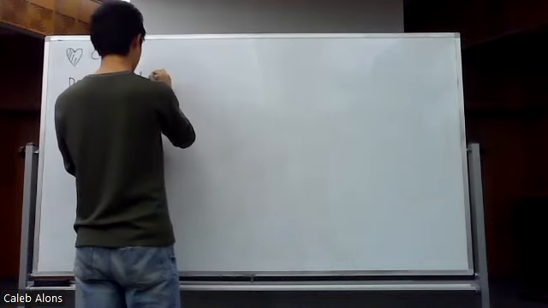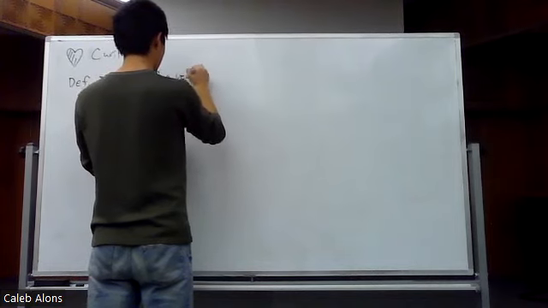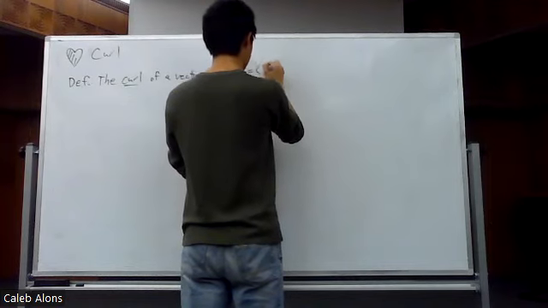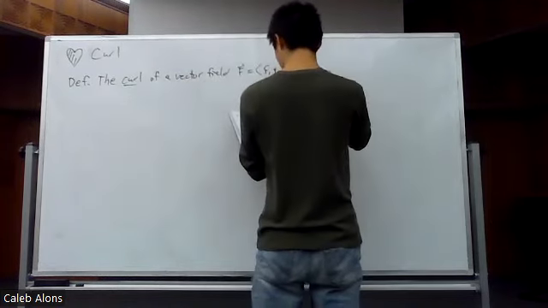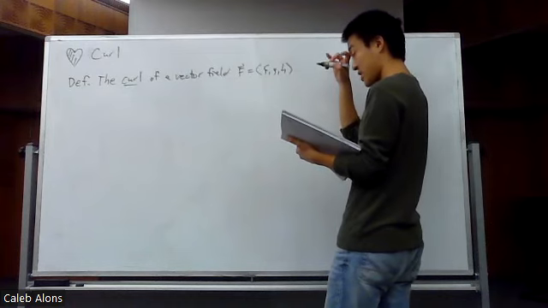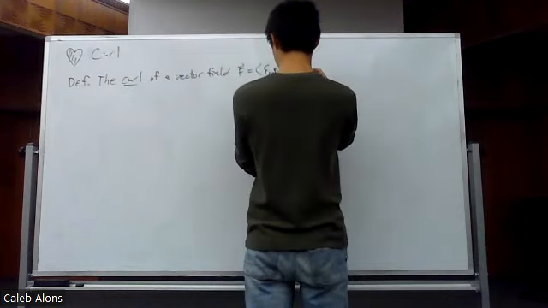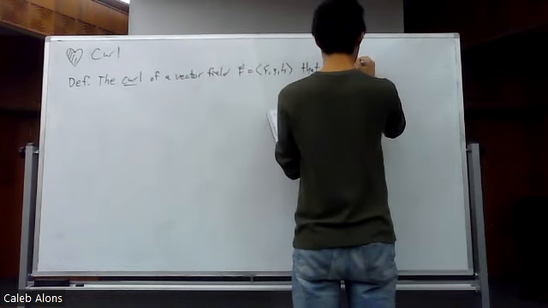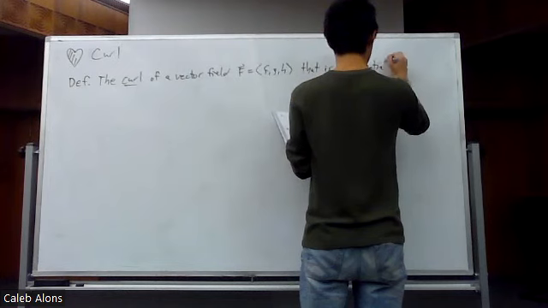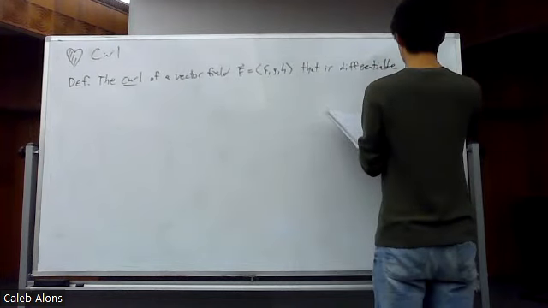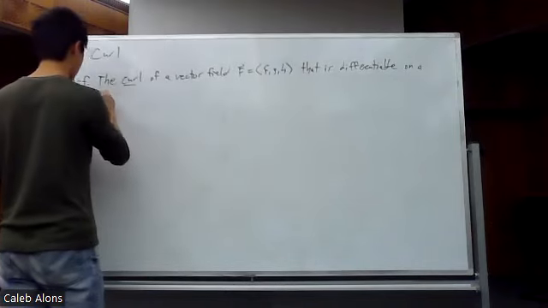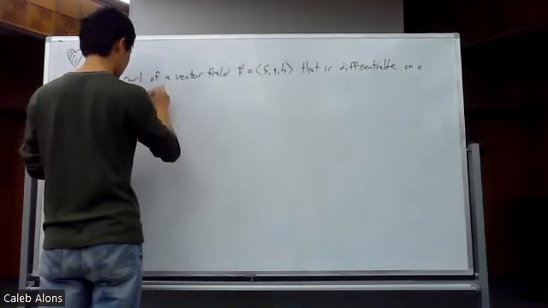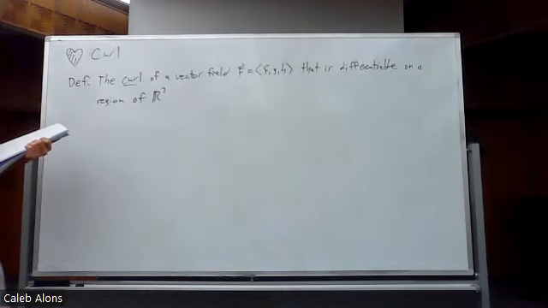So the curl of a vector f is equal to FGH. I'm gonna do this in 3 dimensions. I'm not gonna do it generally because the general cross product would be ugly here. That is differentiable on a region of R3. So notice we're now talking about 3-dimensional space.